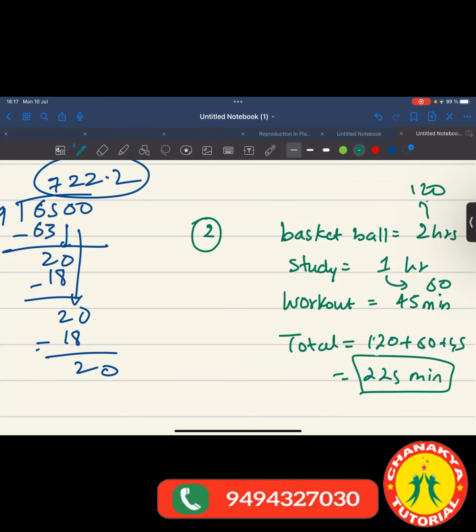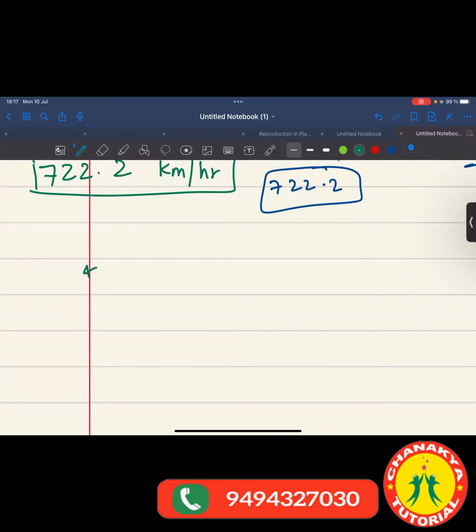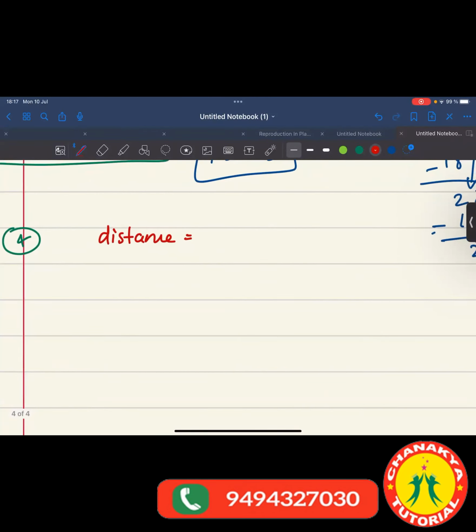Okay. So let's go to the next question. You travel at a speed of 7.5 kilometer per hour and reach the destination in 125 minutes. How far did you travel? So how far means what are they asking you to find? Ma'am, distance. What is the distance equals to? Speed into time.